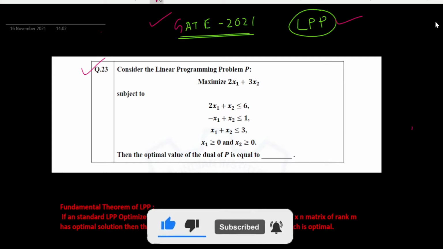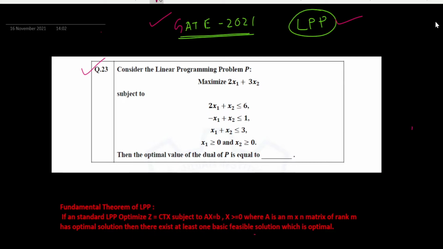So let's start. The question says: consider the linear programming problem P. Maximize 2x1 plus 3x2 subject to 2x1 plus x2 less equal to 6, minus x1 plus x2 less equal to 1, x1 plus x2 less equal to 3, and x1 greater equal to 0, x2 greater equal to 0. Then the optimal value of the dual of P is equal to.